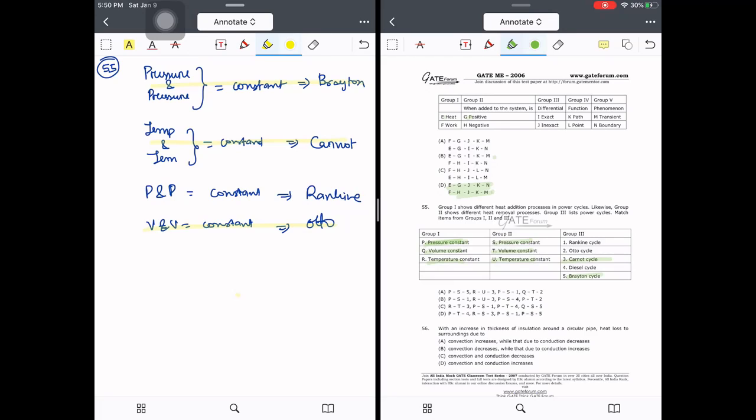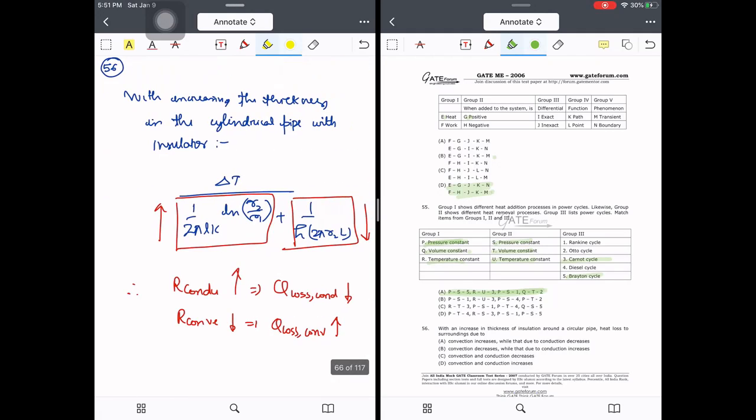So let me match this. P P, Brayton. Otto, V V, constant volume. Looking at the first option itself, rather than matching one by one, the Otto cycle is constant volume heat addition and constant volume heat rejection. You can mark the option as 1.